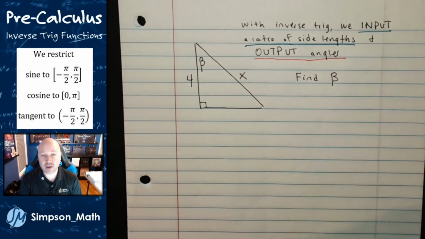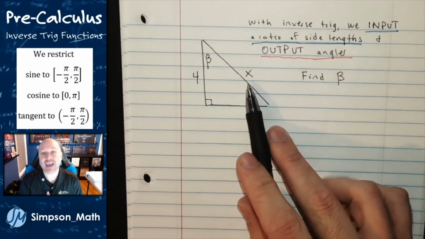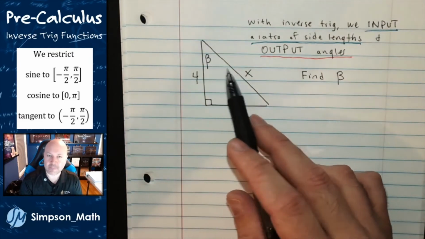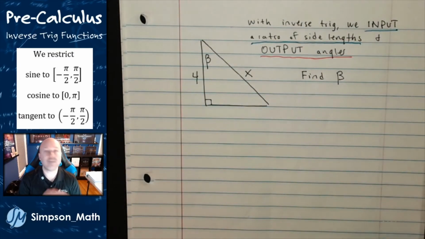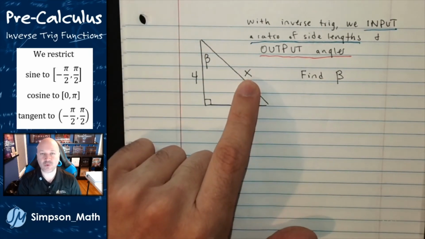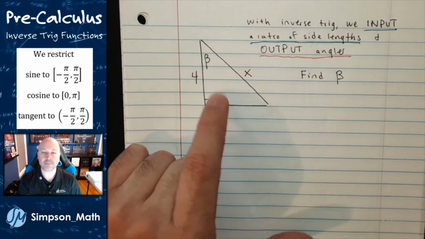So I have this right triangle. I know one side length is 4. I know that angle up there is beta. And I know the hypotenuse is x. And I want to find beta. We've done similar triangles where I've asked you to find x. Well, this time I'm trying to find out the angle. But we do the problem very similarly. We set up a trig equation that relates 4, beta, and x.